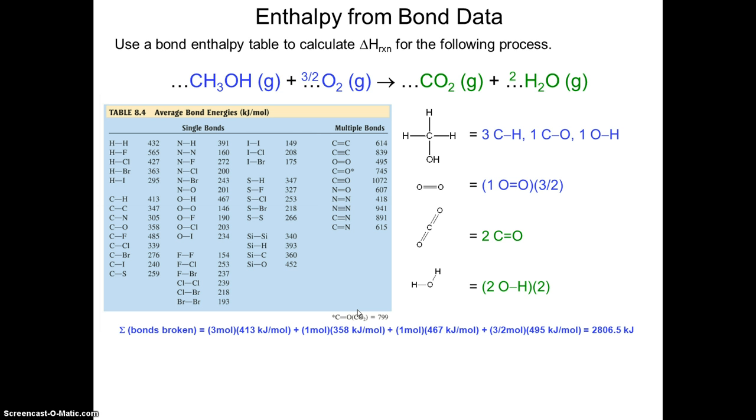And so first we'll look at our bonds broken. The bonds broken relate to the CH, the CO, and the OH from the methanol, and then the O2 double bond.